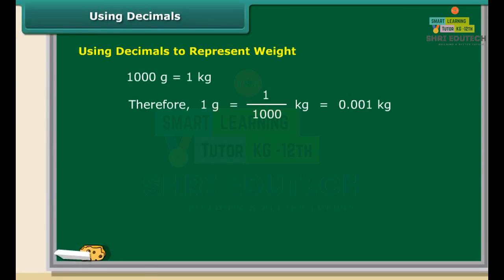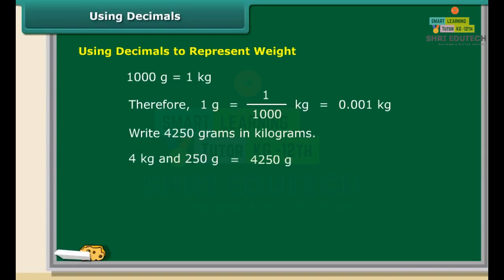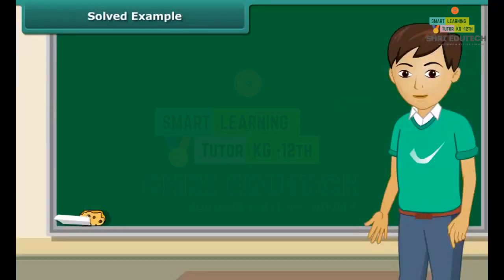Let us convert 4,250 grams into kilograms. There are 4 kilograms and 250 grams in 4,250 grams. Therefore, 4,250 grams are equal to 4.250 kilogram. Let us convert money expressed in paise into rupees and paise using decimals.